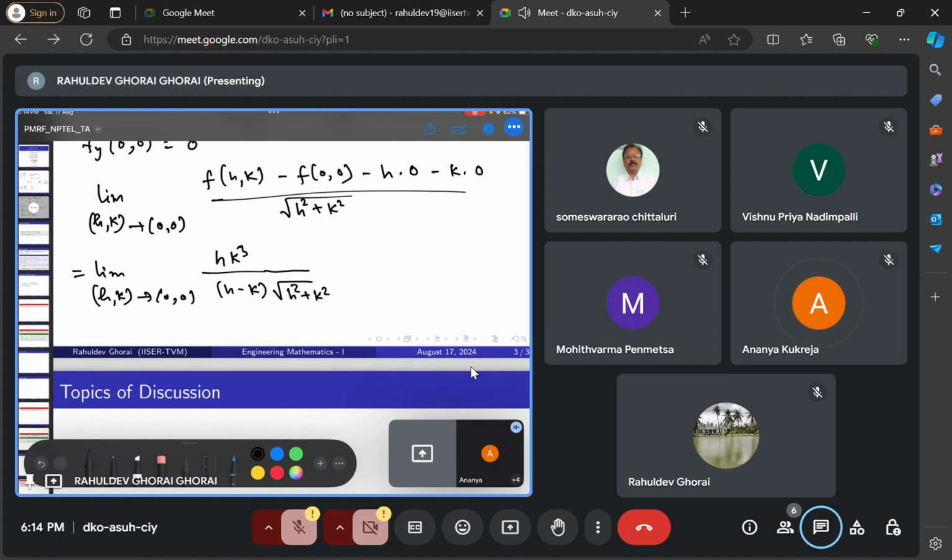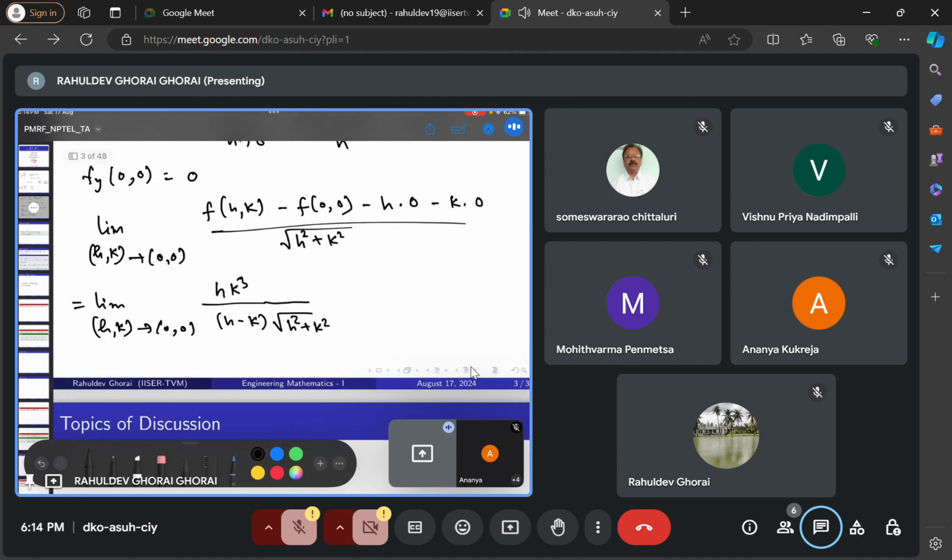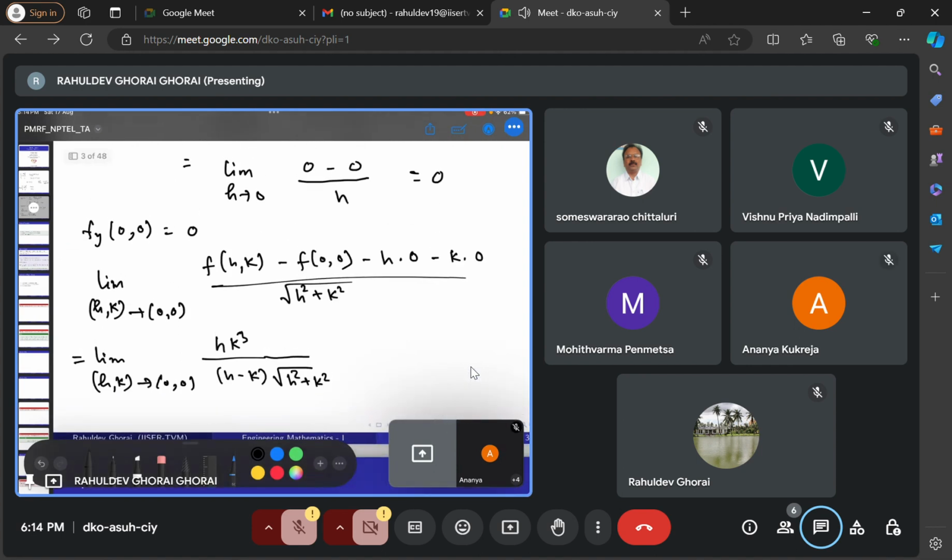Yes, sir. So now you have to choose a path in such a way that you show this converges to 0, not anything else. So how would you do that? That is the question now.